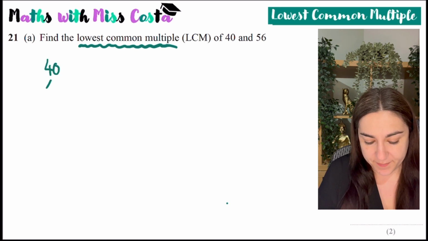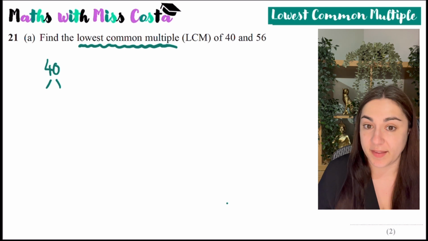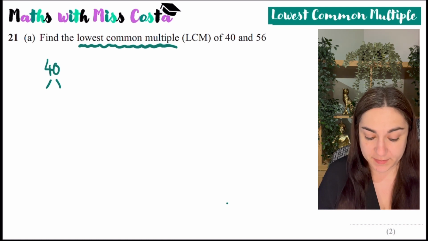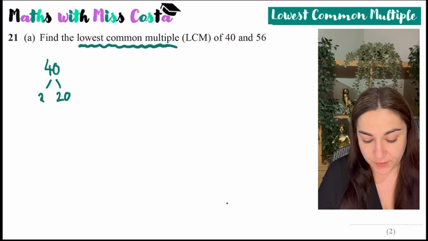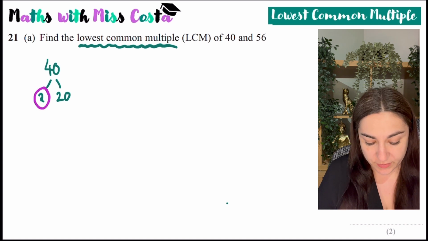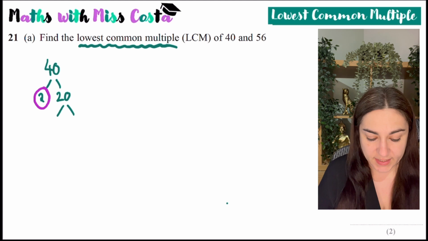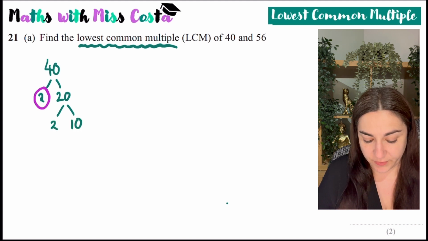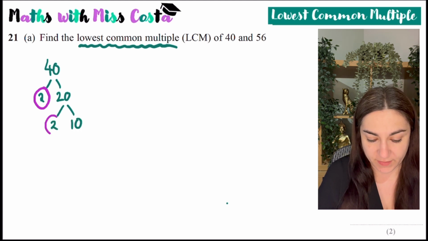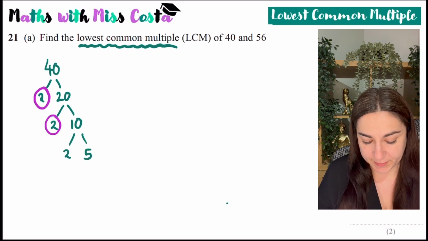So the way to do that is to set up my numbers and then think of 2 numbers that multiply to make it. So for 40, I think of 2 times 20. When I reach a prime number, I circle it and I continue with the other branch. So to make 20, I do 2 times 10. I've got a 2 over here, so I'm going to circle that. And then to make 10, that's 2 times 5.